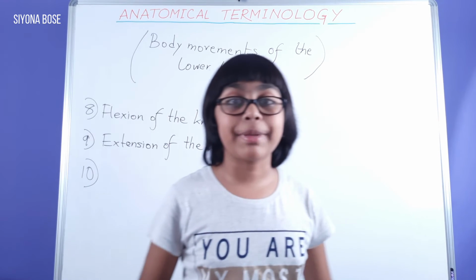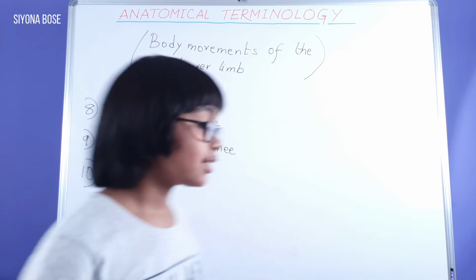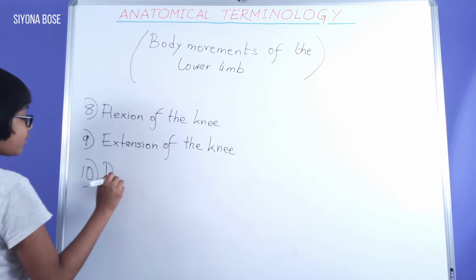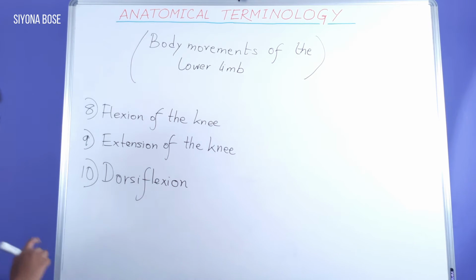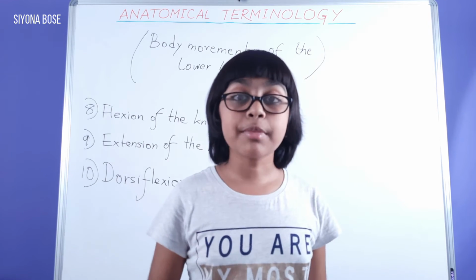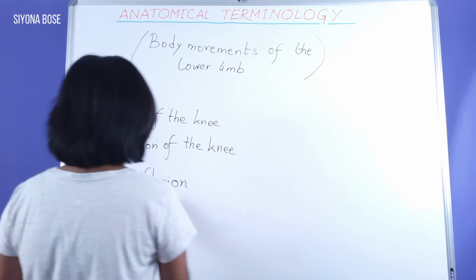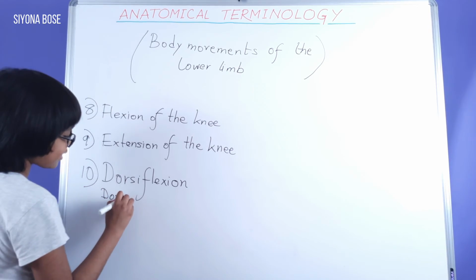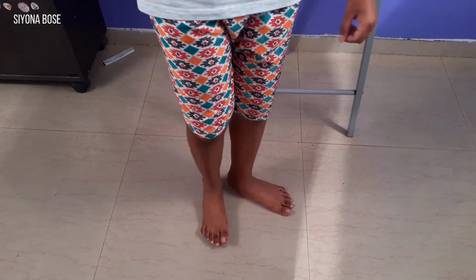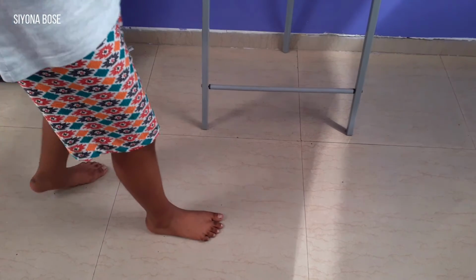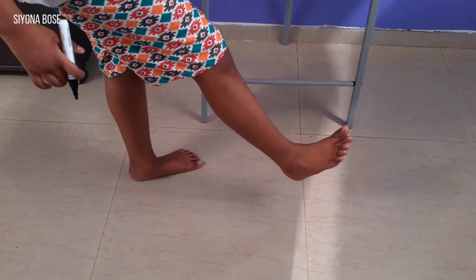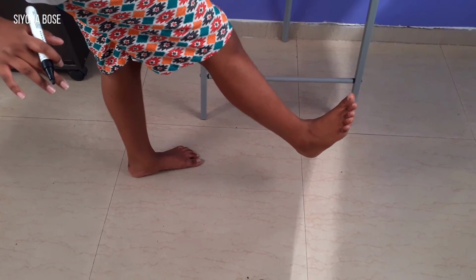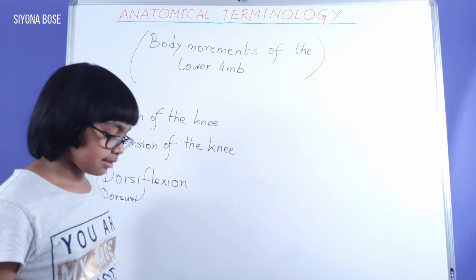Number 10. Now we finished the knee, moving on to the foot. There is dorsiflexion, in which the dorsum of the foot, what does dorsum mean? The dorsum of the foot is the top part of the foot over here. When the dorsum of the foot comes close to the front part of the leg, it is called dorsiflexion, just like this.